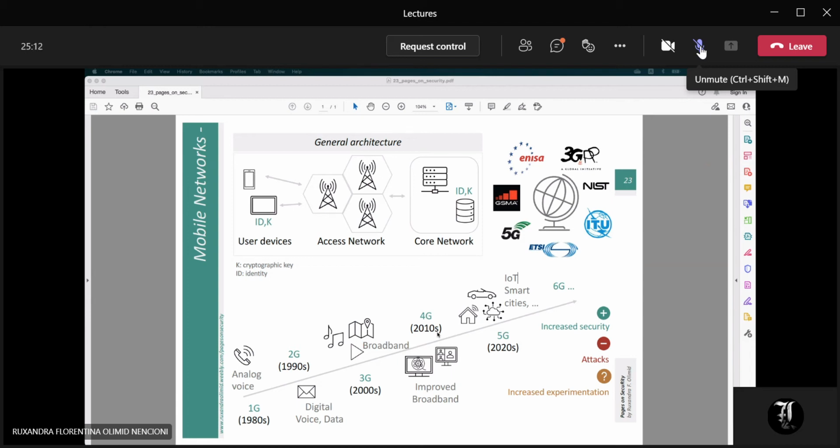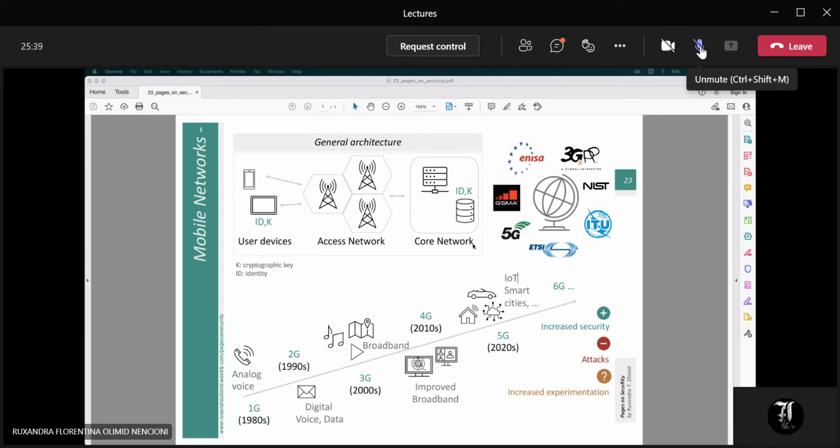Some of them are the ones that are allowing the phone to connect to the access network, so to enter the operator network. And some are the ones going towards the core network, which can be cabled or not cabled. It can be wireless as well. But what's important for us? So we have the user devices, whatever we're using to connect to the network. We have the access network, and then we have the core network.